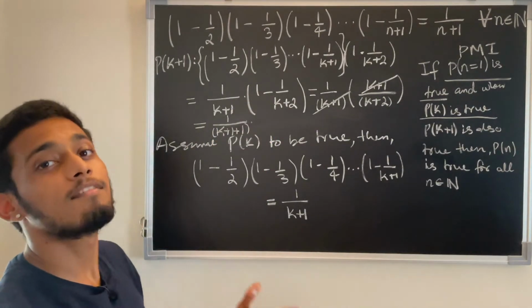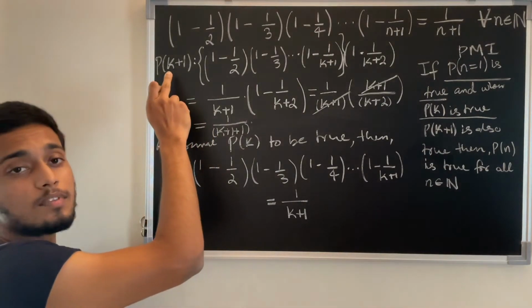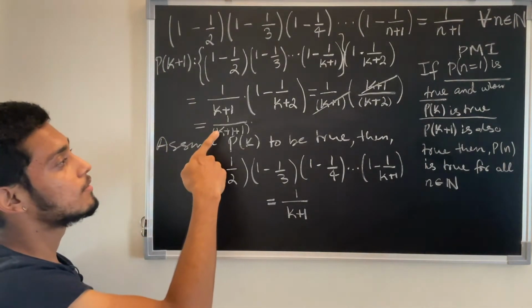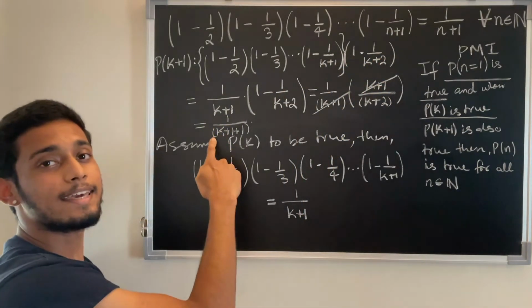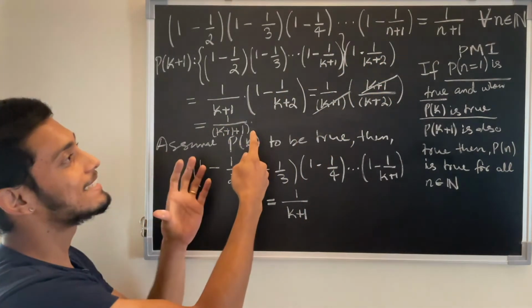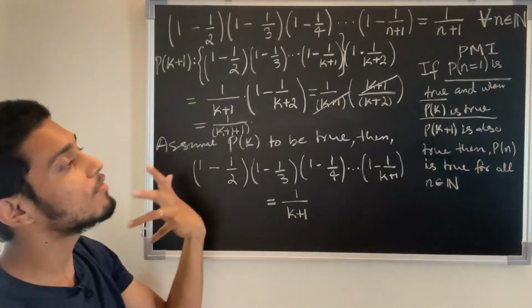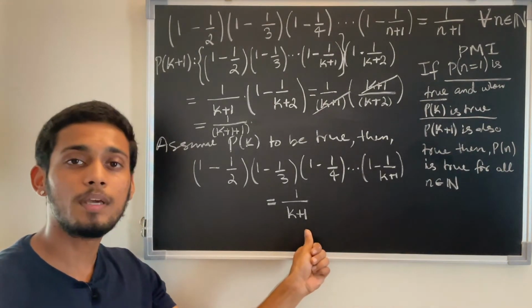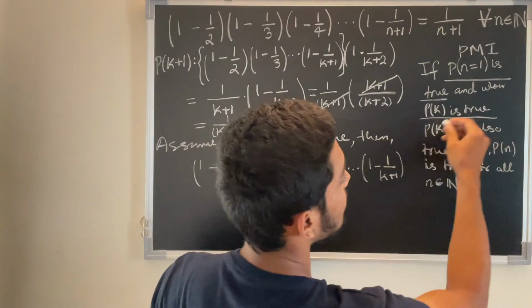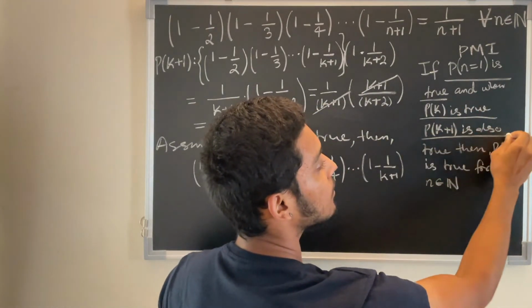So now we have our desired result. We have proven that for the statement where n is equal to k plus 1, the left hand side is equal to 1 over k plus 1 plus 1, which is exactly the same as if you plug the value into the given statement that we had. So we have basically proven the statement p of k plus 1 to be true while assuming p of k to be true. So we have assumed this to be true, and now we have also proven this.